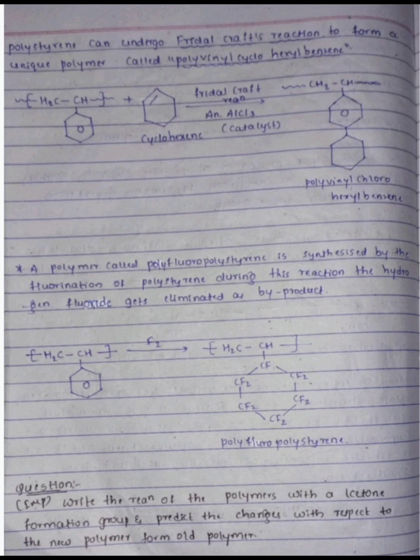A polymer called polyfluorostyrene is synthesized by the fluorination of polystyrene. During this reaction, hydrogen fluoride gets eliminated as a byproduct. The reaction is given below. You can just observe how polyfluorostyrene is formed by reaction with F2.